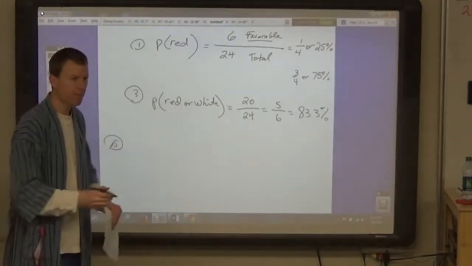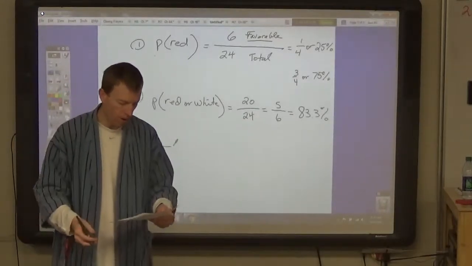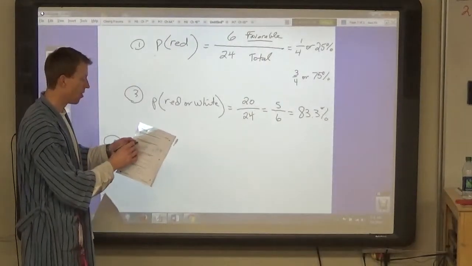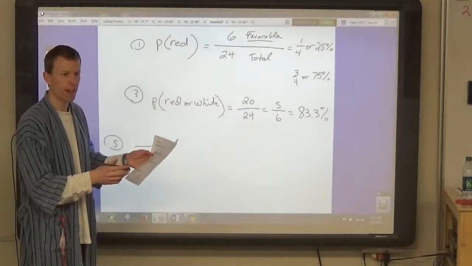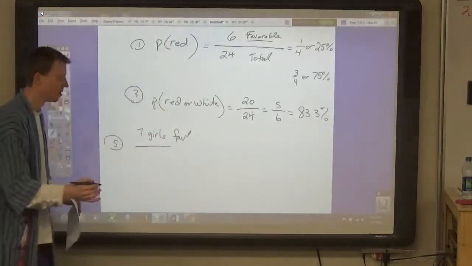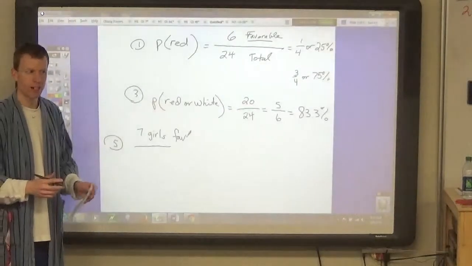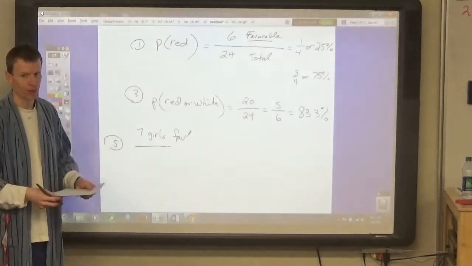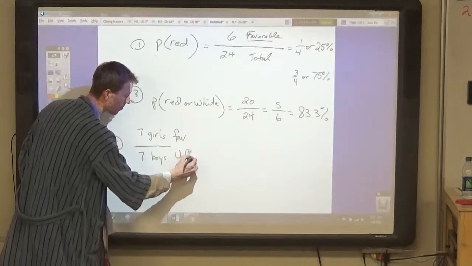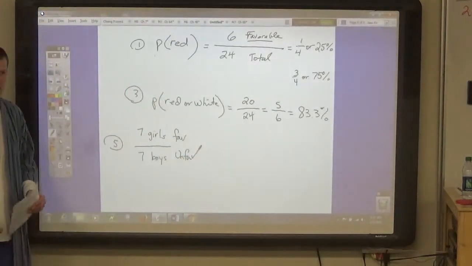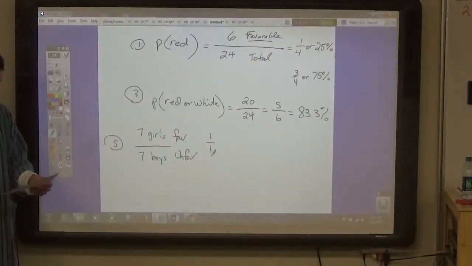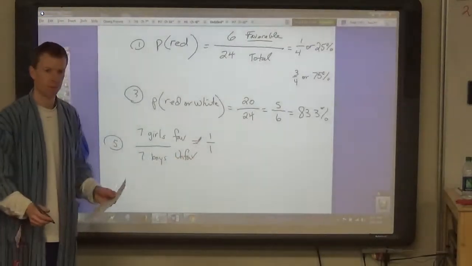What is the odds in favor of selecting a girl from either family? It just says a girl, number 5. How many girls total are there in both families? 7 girls. So that's the favorable over the unfavorable, which in this case is boys. It's 7 to 7, a ratio of 7 to 7, or 1 to 1. Does that make sense?